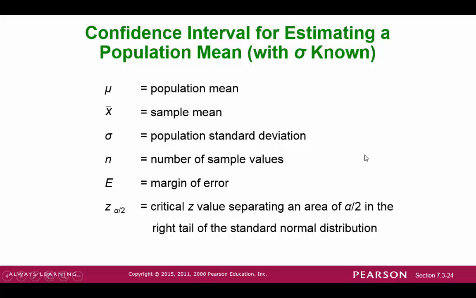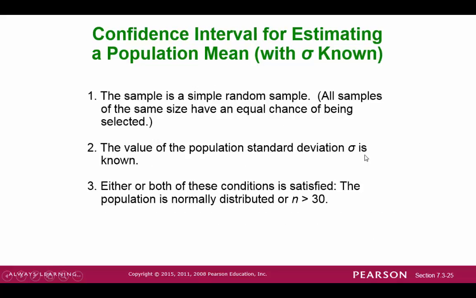So we have a mu, x bar, we have sigma, n, and the margin of error E, and then our critical value. So the idea here is that we're going to examine when the sample is simple and random, and the value for the population sigma is known, and then either or both of the conditions are satisfied: the population is normally distributed, or n is bigger than 30.